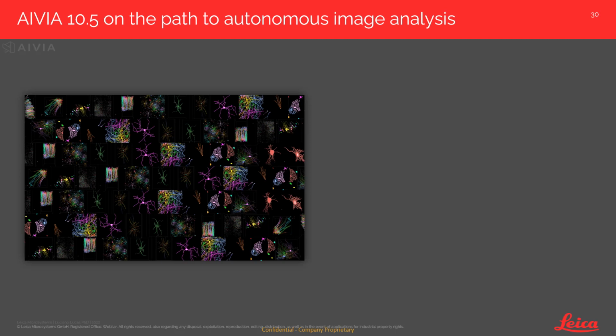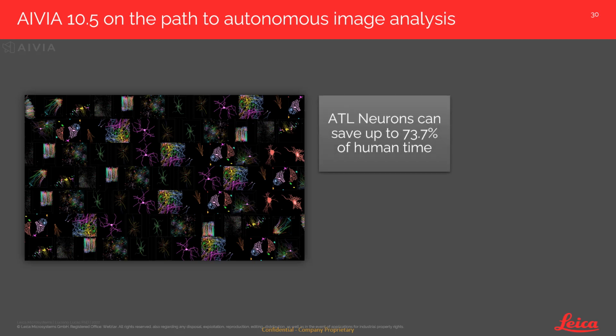So in conclusion, this is a very special moment for all of us, and especially for the neuroscientists among us. Very exciting because we think we can save as much as 73.7, almost 74% of human time when analyzing neurons. It's a tremendous effort, and we hope it can be used to accelerate neurosciences, accelerate the rate of development, the discovery in this space, and ultimately improve human health.